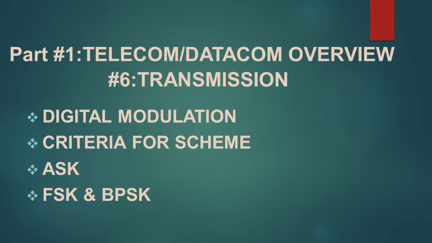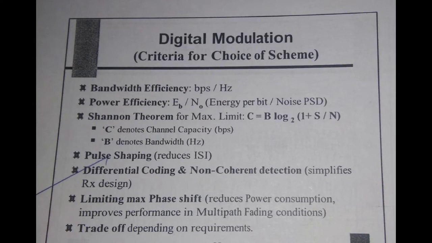So today's syllabus is digital modulation: criteria for choosing a scheme for digital modulation. Then we will discuss the ASK scheme, FSK and BPSK. Moving ahead, these are the parameters which are required. Based on these parameters, we will get to know what kind of digital scheme we can use.